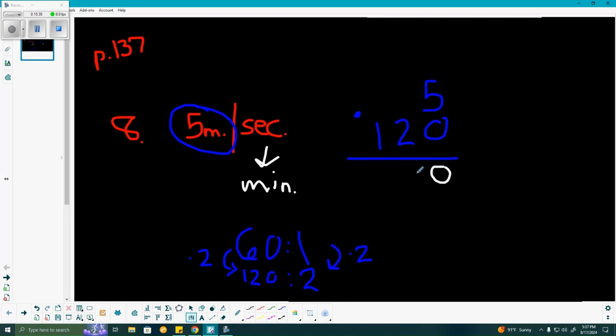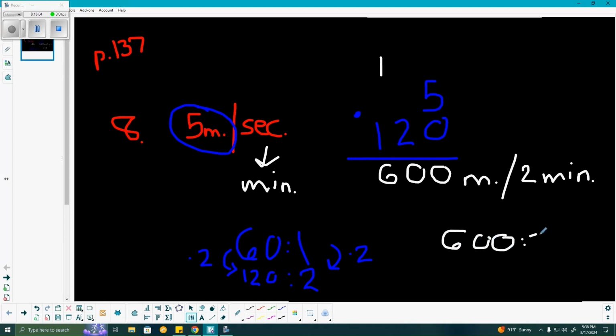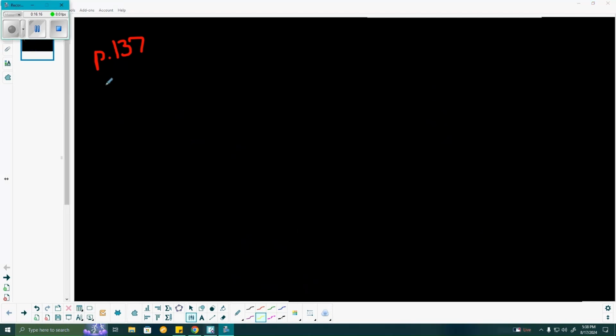5 times 0 is 0. 5 times 2 is 10. Be sure to carry your 1. 5 times 1 is 5, plus 1 is 6. 600 meters in 2 minutes. If I were to write this as a proper ratio, I would say 600 to 2. 600 meters per 2 minutes. This is a rate. Still on page 137, let's do 2 bonus problems right quick.